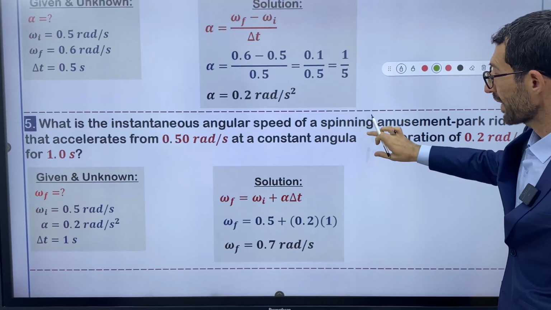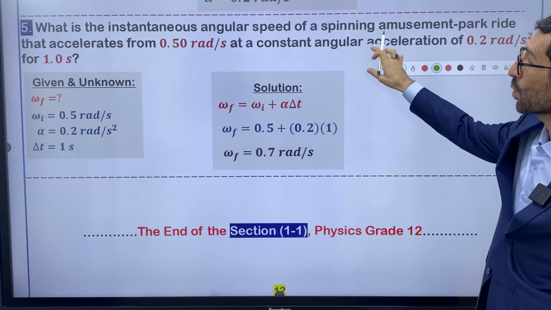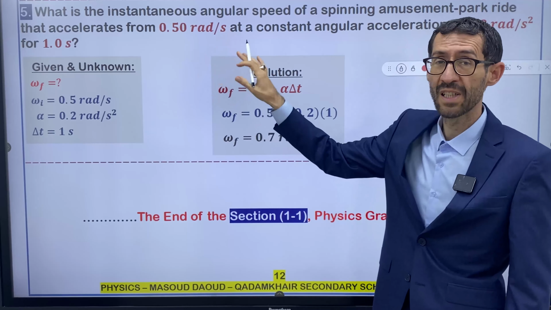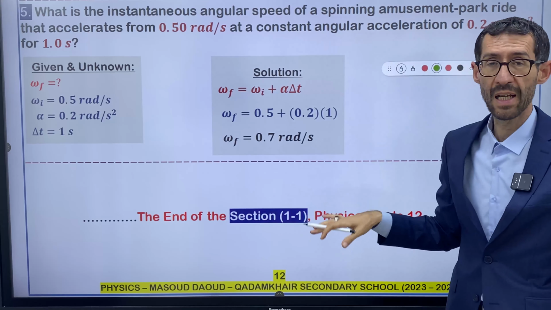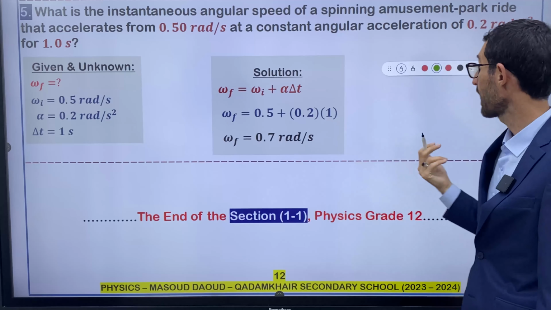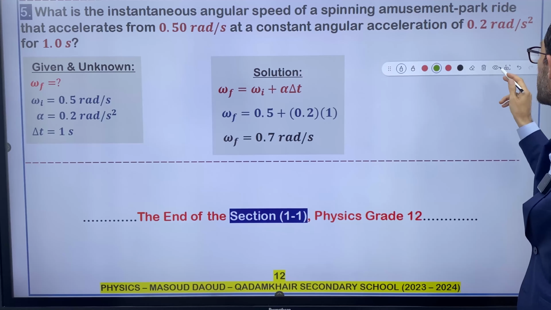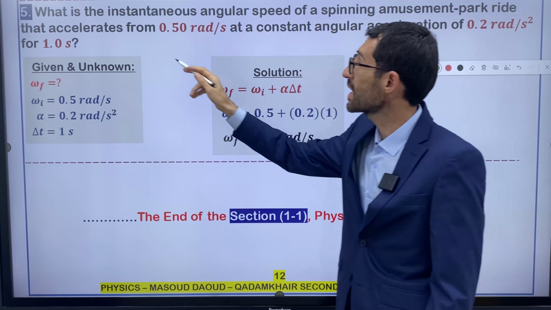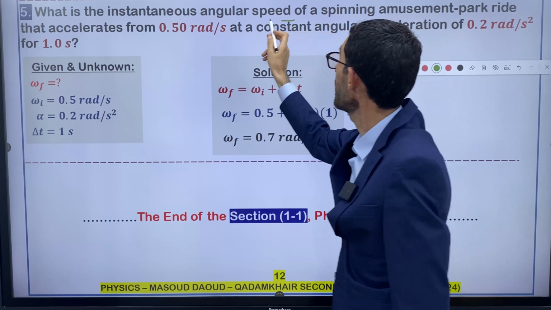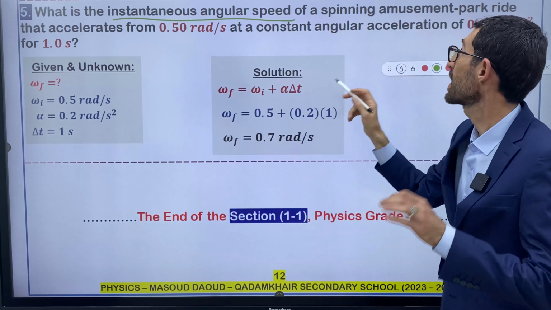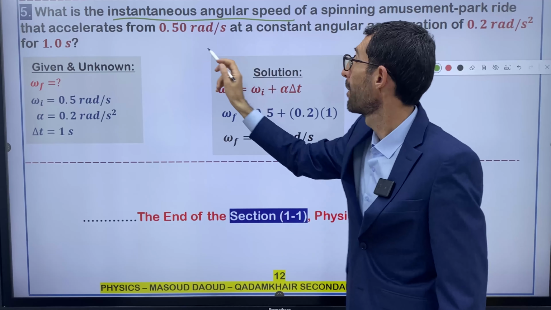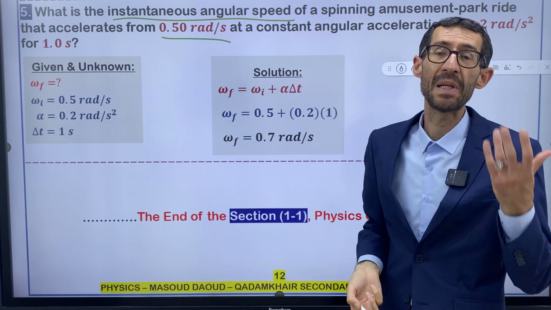Let me read the question for you. This is the last question of the section review. And by solving this problem, we reach the end of section 1.1 of grade 12, chapter 1. It says, question number 5, what's the instantaneous angular speed? So what do we look for? Instantaneous angular speed of a spinning amusement park ride that accelerates from. Accelerates means it speeds up, right?